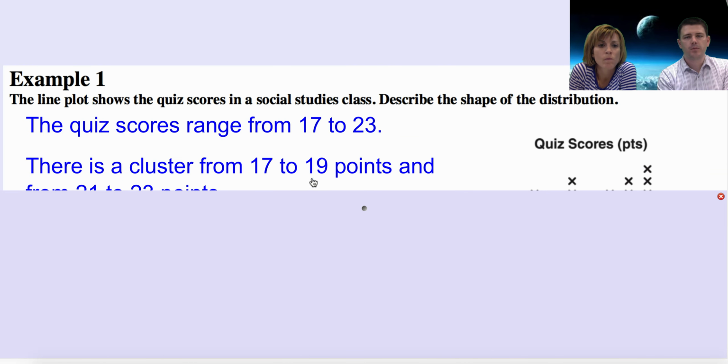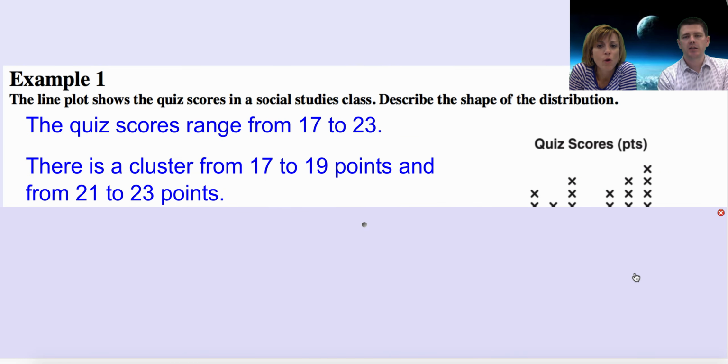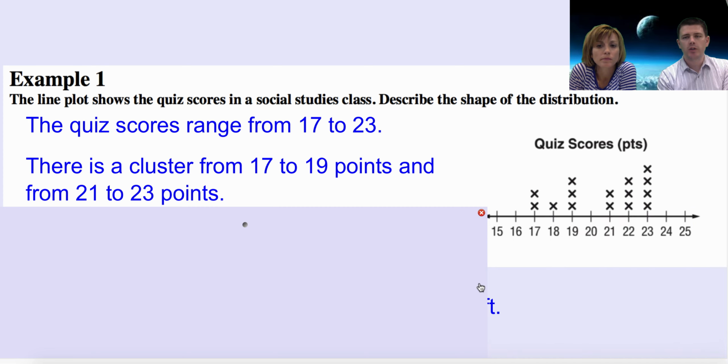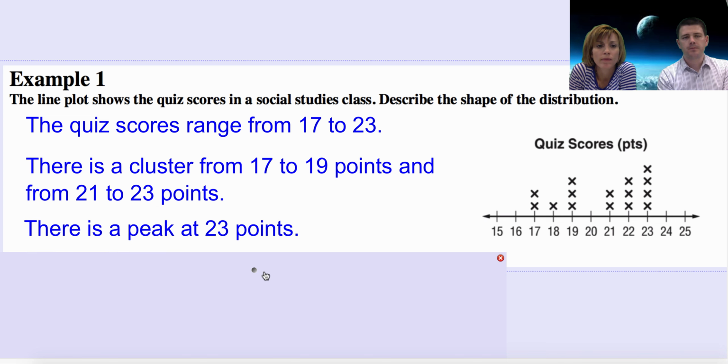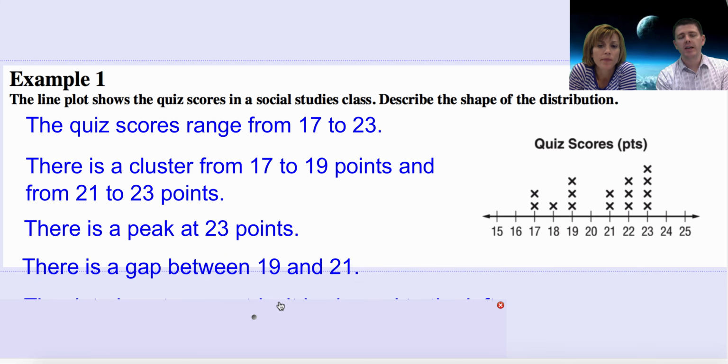Our next one is there's a cluster from 17 to 19 points. So they're kind of grouped together here. And then there's another cluster from 21 to 23. You're describing where the groups of numbers are. Okay, the mode for this graph is really easy to tell. There are 4 x's on 23, so we can write down there is a peak at 23 points. There is a gap between 19 and 21. You'll notice in between those there are no data values, so that would be considered a gap.